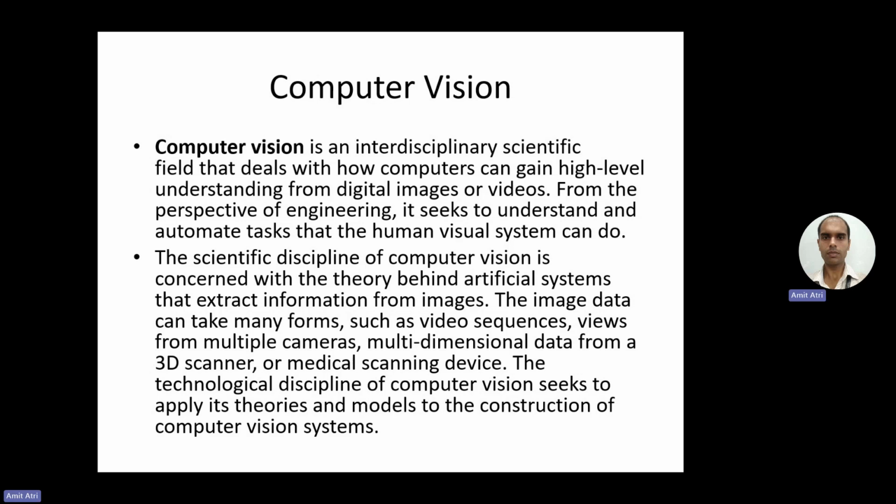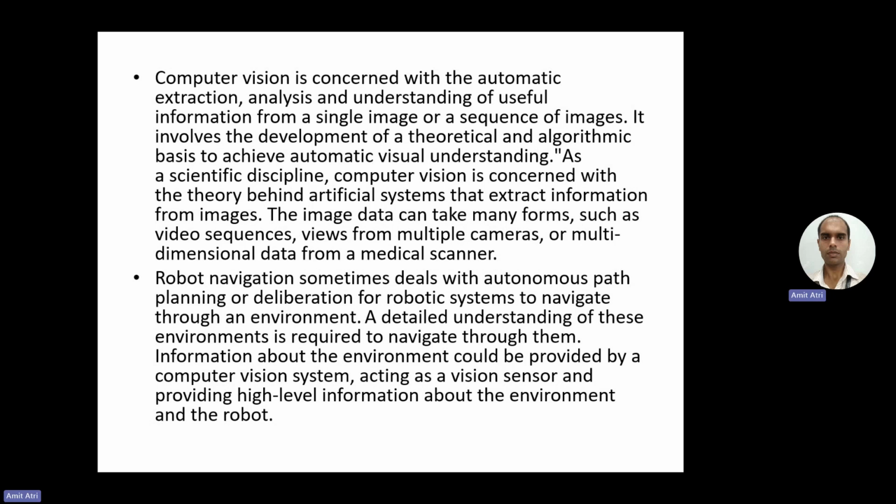The technological discipline of computer vision seeks to apply its theories and models to the construction of computer vision systems. Computer vision is concerned with the automatic extraction, analysis and understanding of useful information from a single image or a sequence of images. So even one image or more than one image can give some useful information to the system. It involves the development of a theoretical and algorithmic basis to achieve automatic visual understanding.